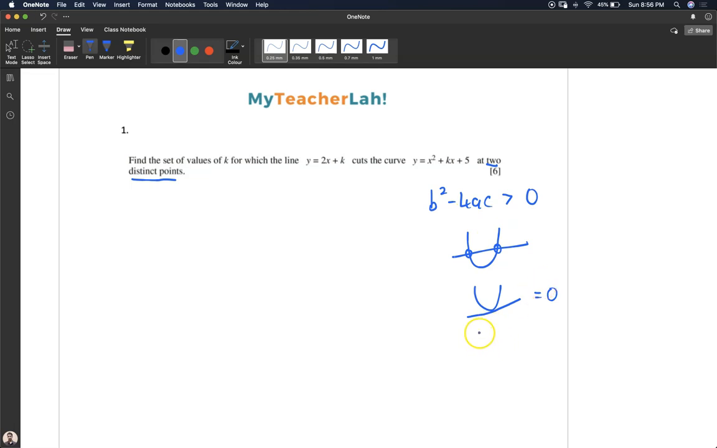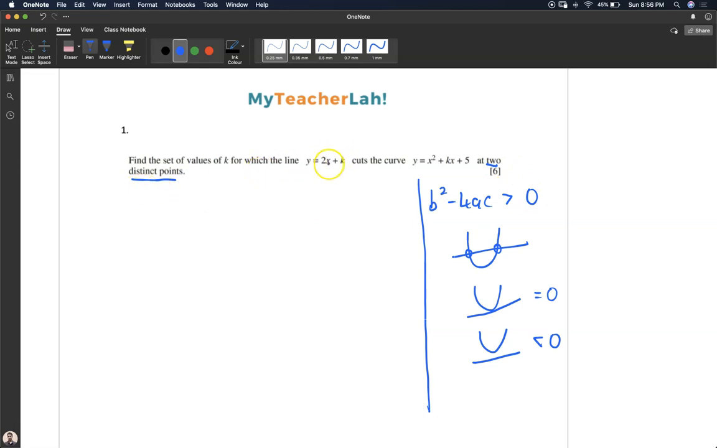And then you have another situation where you have no intersection at all. When you have no intersection, your discriminant will be less than 0. So these are the 3 different variations. We will stick with more than 0 for this particular question because that's what we're looking at.